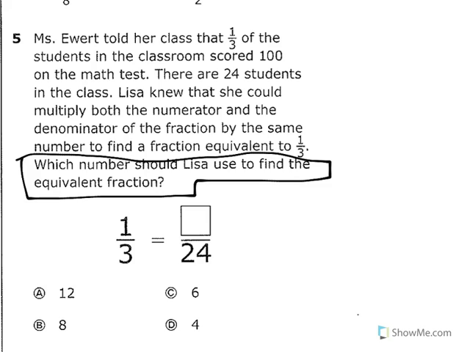So we have 3, and you're saying 1/3 of the students got 100. There's 24 students in class. To make 3 into 24, you have to multiply it. 3 times 8 is 24, so we do the same thing, times 8. That means 8 students made 100 on the test. But we also use the 8. We multiply by 8 to get our answer. So 8's the correct answer.